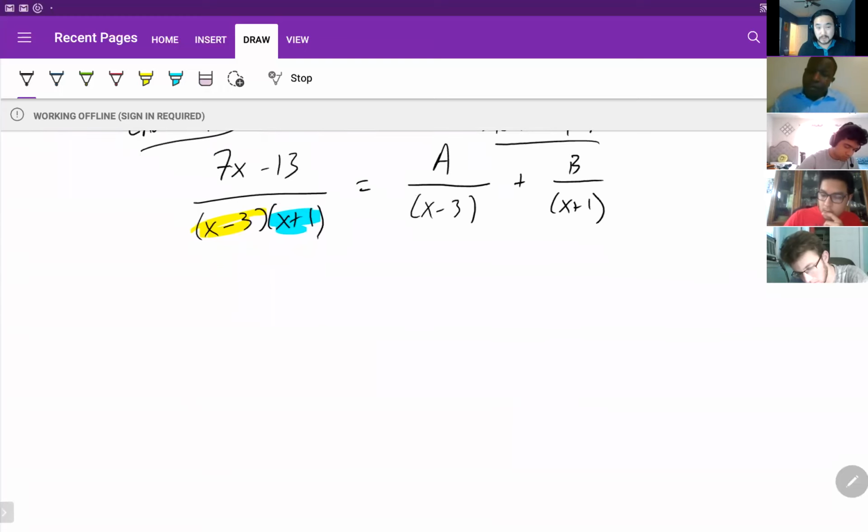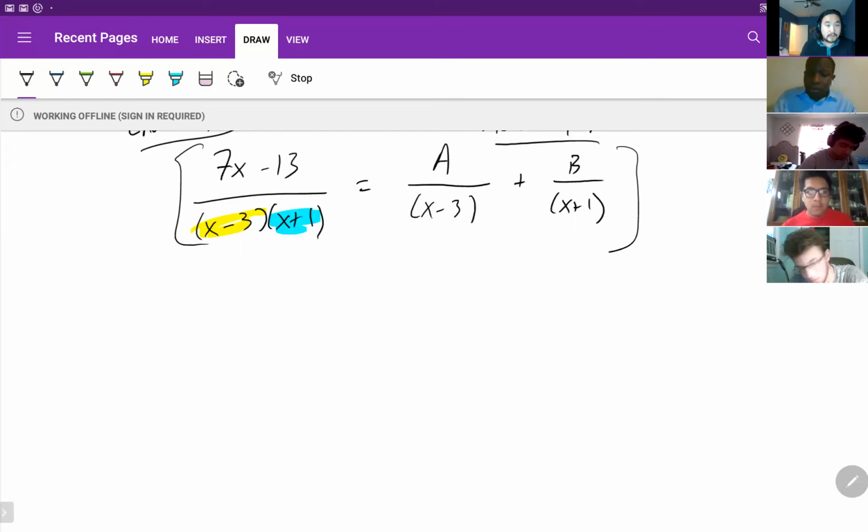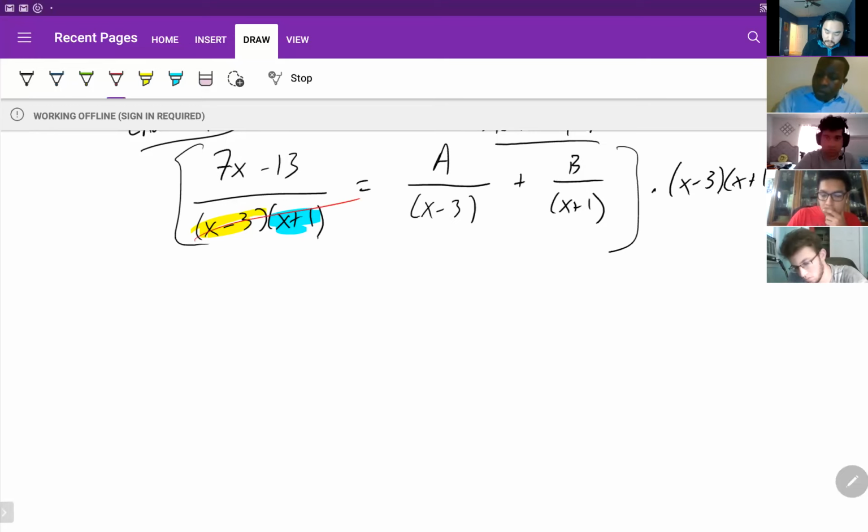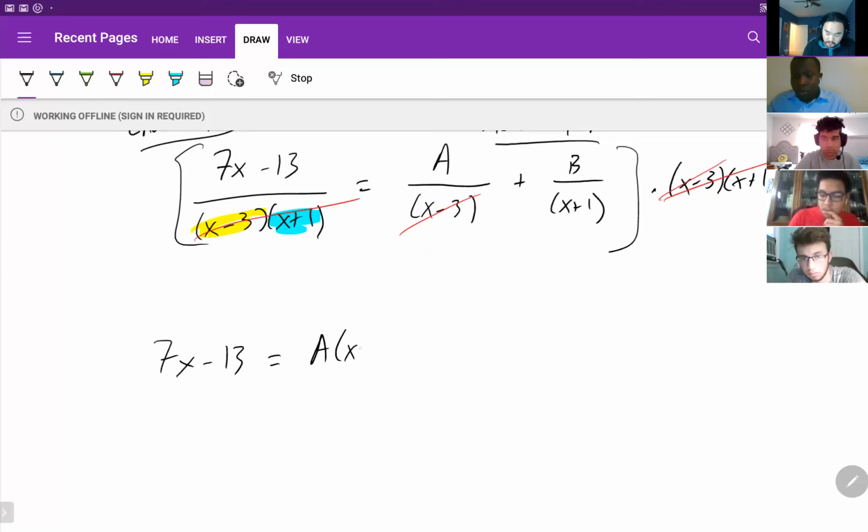What we have here is actually a system of equations that maybe you guys aren't used to seeing, but there are 2 unknowns that we need to solve for. So what are we going to do? Let's multiply everything by the LCD, the common denominator that they all share. So I'm going to multiply everything by x minus 3, x plus 1. What am I left with? On the left side, these cancel out with this, and I'm left with 7x minus 13 equals. This one is only going to cancel out with this, leaving me with the other factor. So I get A times x plus 1.